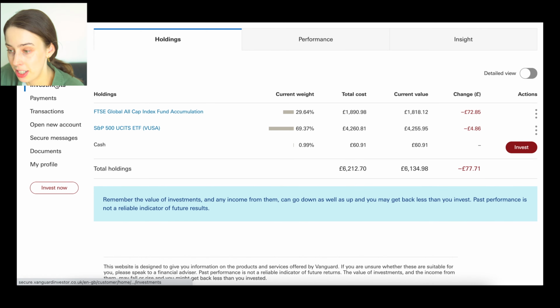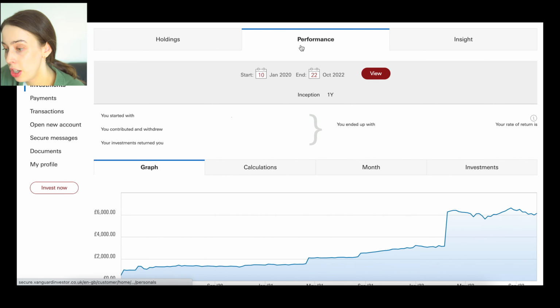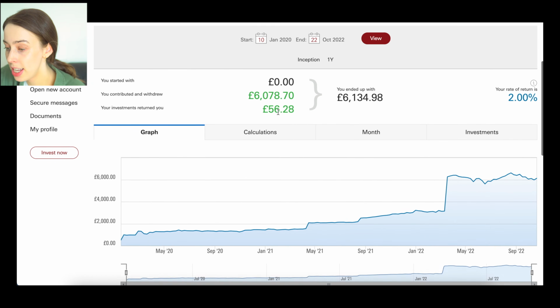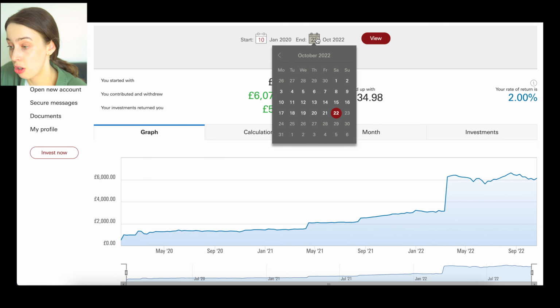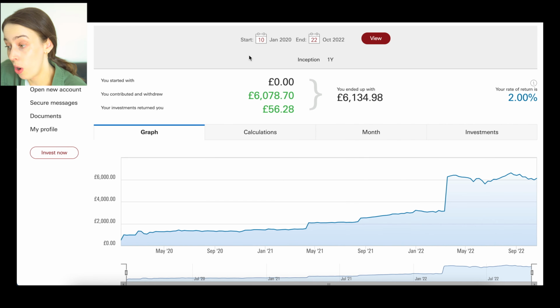And within this investment tab, you also have these other two tabs. So you have holdings, which we've just looked at. You also have performance. So you can see exactly how your portfolio has performed over given time periods. So naturally, this will just come up with since you started investing. So I opened this account here on this date, and this is today's date. But you can just change this. So you can have a look at your account over whatever time period you want. You can see this little rate of return here as well. And it will just give you some more information about how much I've put into the portfolio and how much my investments have returned to me.